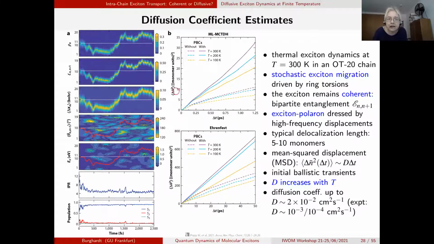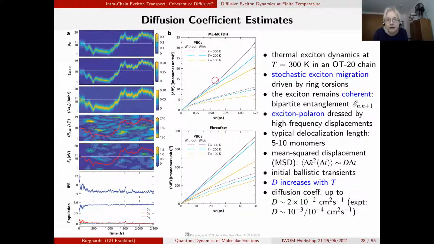So the full lines are with periodic boundary conditions, the dashed line without, because in the absence of periodic boundaries, our lattice is pretty small and the exciton is going to bounce back from the boundary of the lattice. We also see that the MSDs and the resulting diffusion coefficients are going to increase with temperature, which is what one sees experimentally. This is a thermally activated process, actually, due to the torsions.